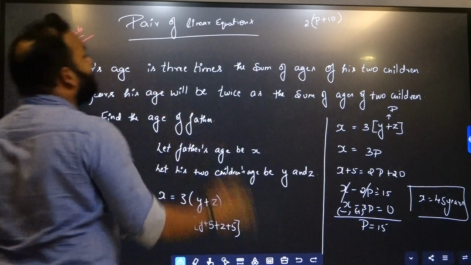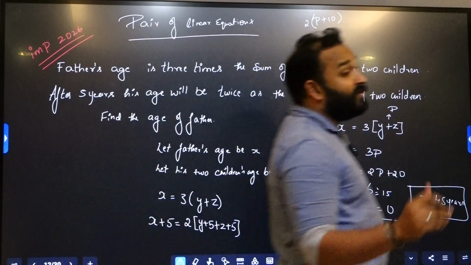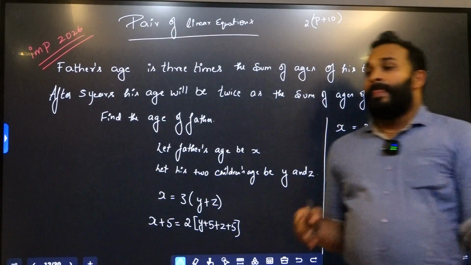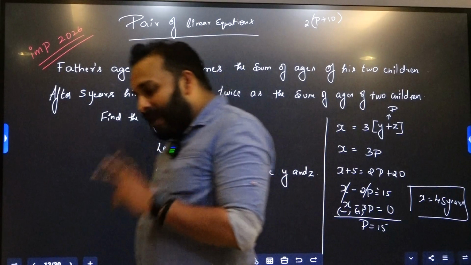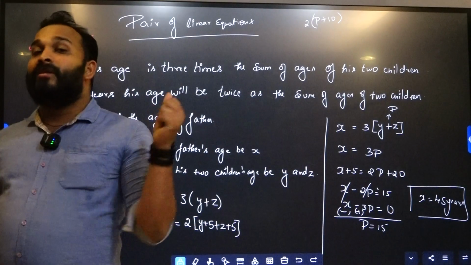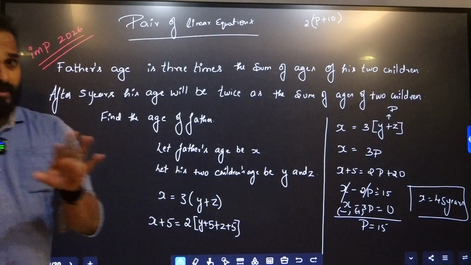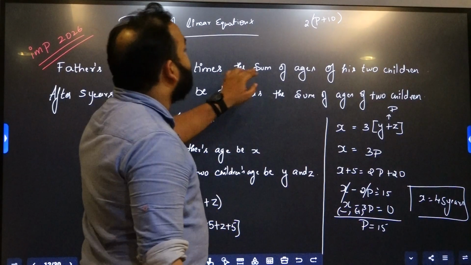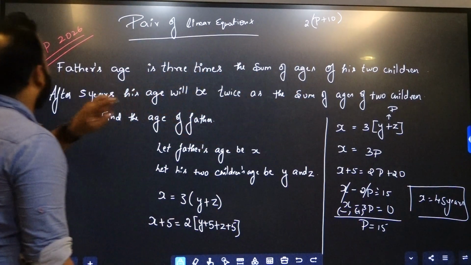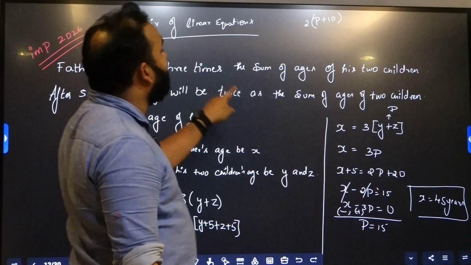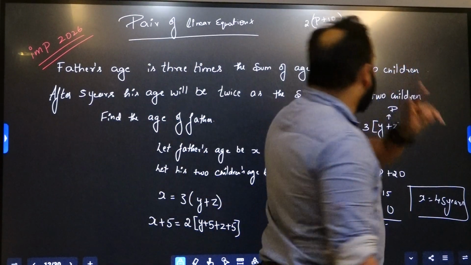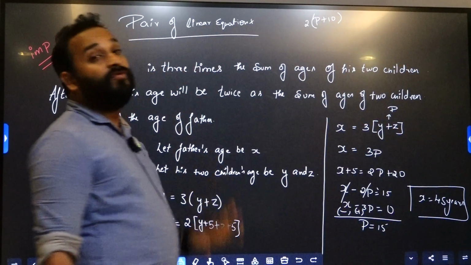Okay, father's age is 3 times ages of his 2 sons. And you can ask me, sir, we have learned only to take 2 variables. Here they're talking about 3 variables. Let's complete the question. You will understand. So, sum of ages of his 2 children. After 5 years, his age will be twice as the sum of ages of his 2 children. Find the age of father.